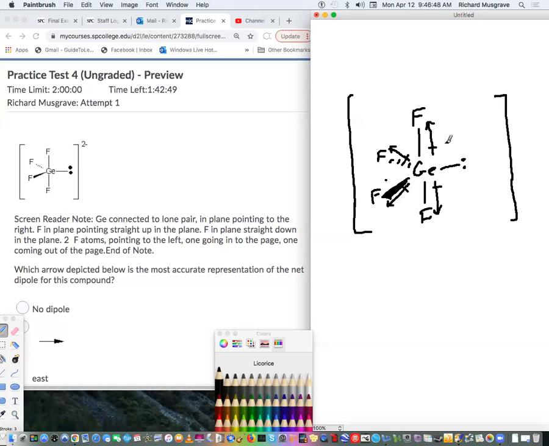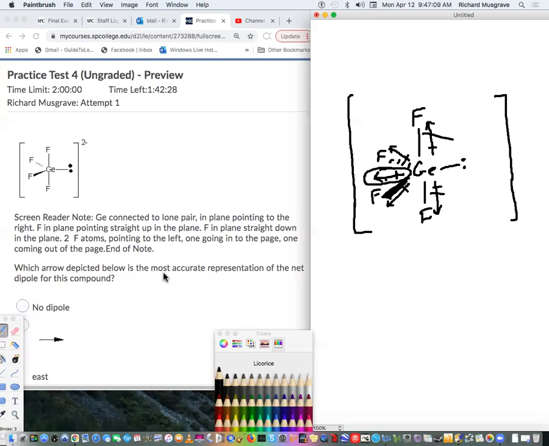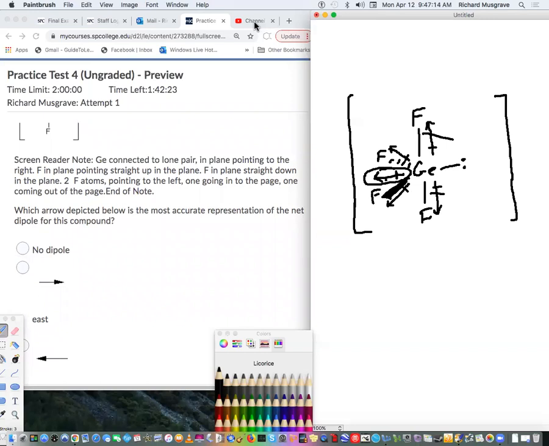So what you're seeing here is the fact that these two dipoles here, they're opposite, so they're going to cancel. And then you've got these two here. They are going to point in this direction here. So the net dipole is going to be this one, which is going to be west. That would be your answer. Dare I ask how people feel about this one? I don't think people will feel too good about it, but we'll see.